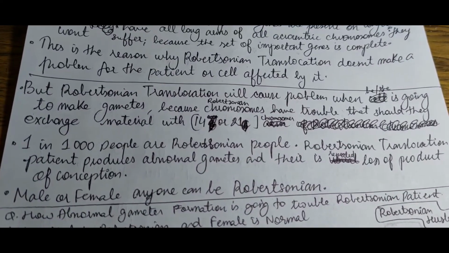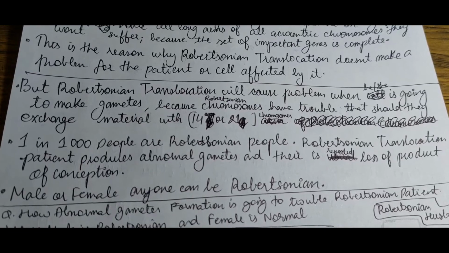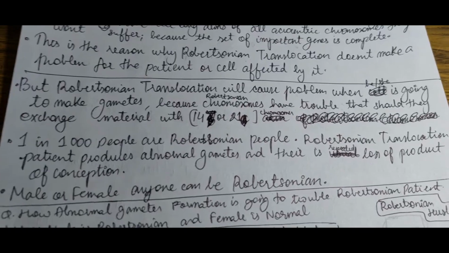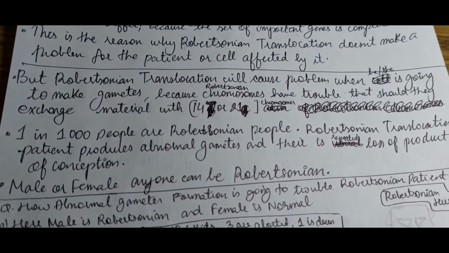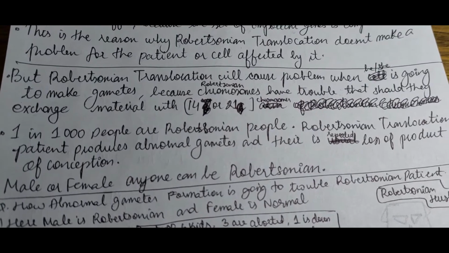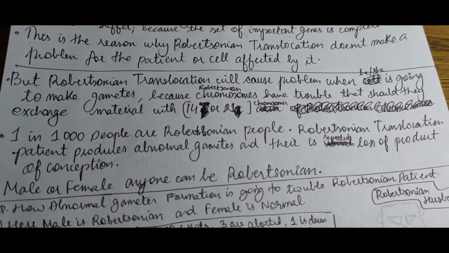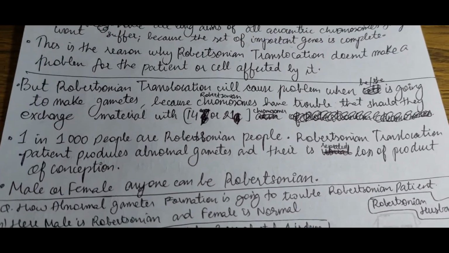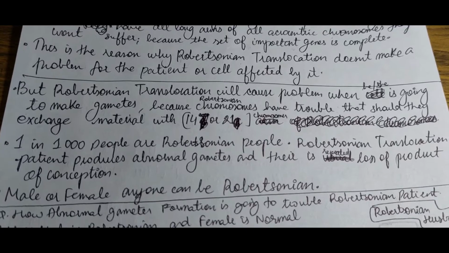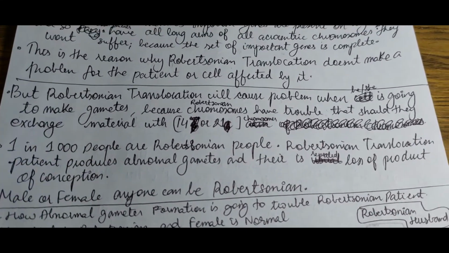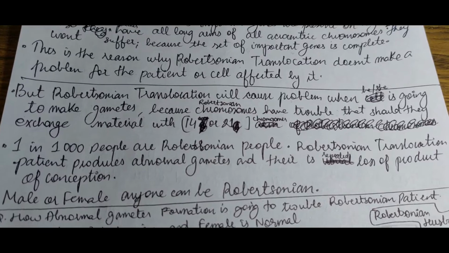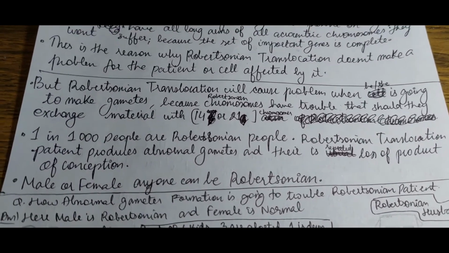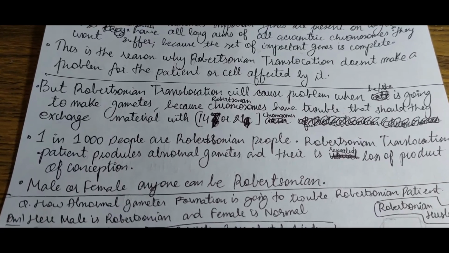The problem is that Robertsonian translocation will cause problem only when the person, he or she, is going to make gametes, because Robertsonian chromosomes have trouble that they should exchange material with 14th or 21st chromosome. We are going to understand in more detail, but before that we need to remember that Robertsonian translocation patients produce abnormal gametes and there is repeated loss of product of conception. This also we are going to see now, why so. And male or female, anyone can be Robertsonian.